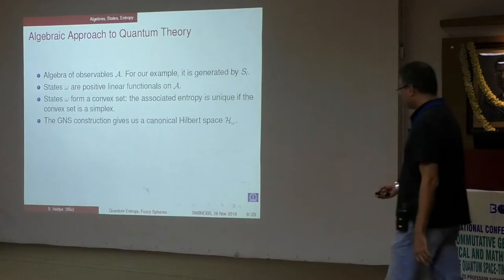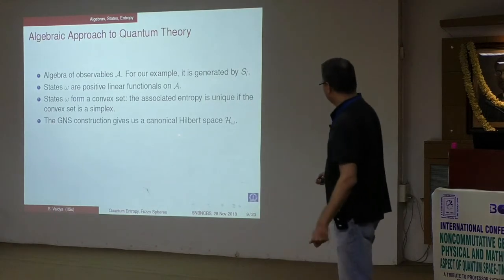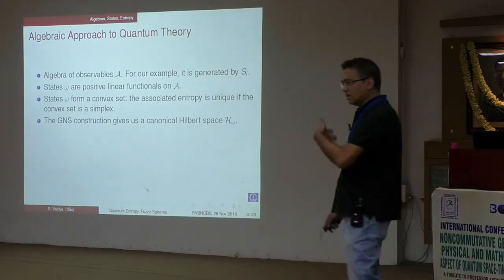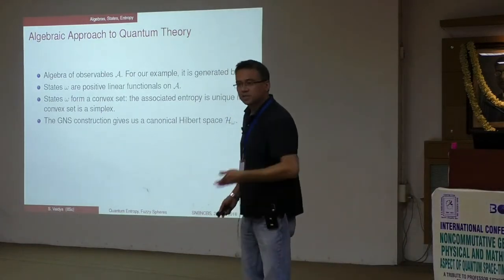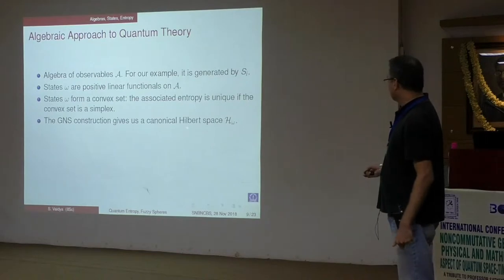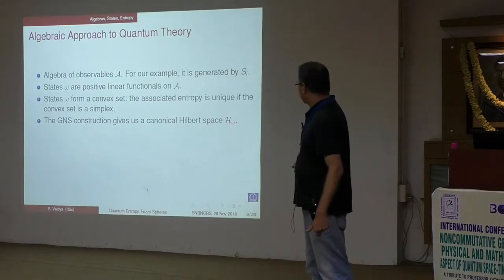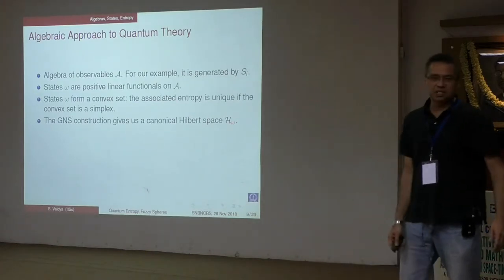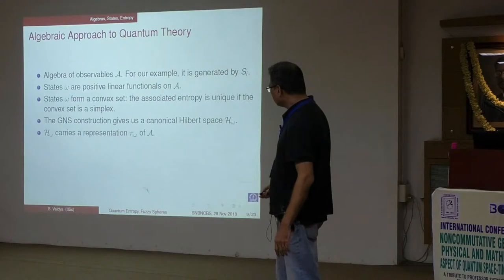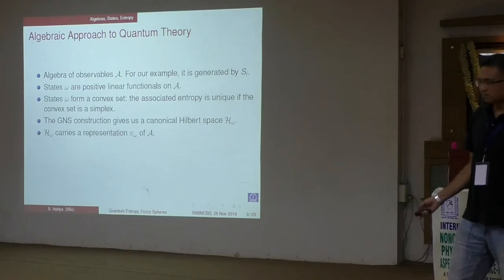Now the GNS construction, the G, N and S standing for Gelfand, Naimark, Segal, gives us a canonical Hilbert space associated with this state omega. If you change the state, then the GNS Hilbert space in general changes, and so on and so forth. So this Hilbert space is canonical, but one must remember that I require you to give this state omega. And this Hilbert space carries a representation pi of this algebra of observables.